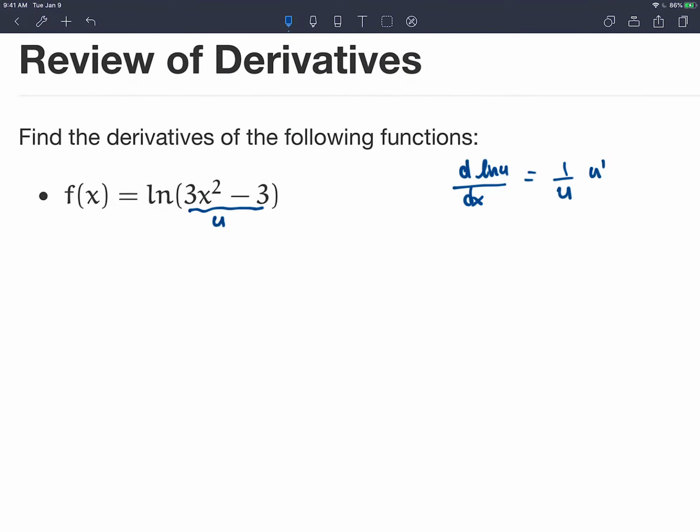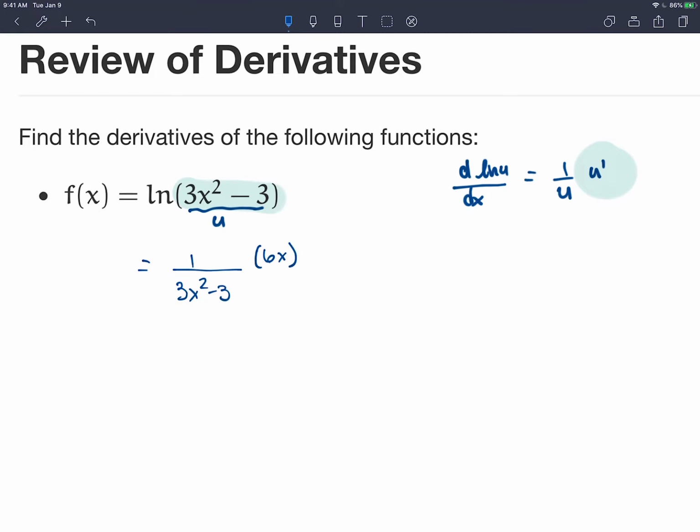So using that rule, it becomes 1 over the 3x squared minus 3. And now I have to find the derivative of the u part, right? U was this. So now I have to multiply by the derivative of that, which is 6x. The derivative of 3x squared is 6x. The derivative of 3 is a constant, so it's 0. I'm writing it like this just to be clear of the steps I've used.